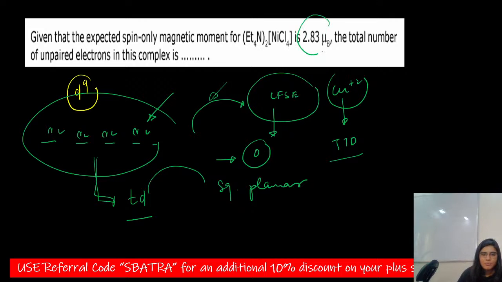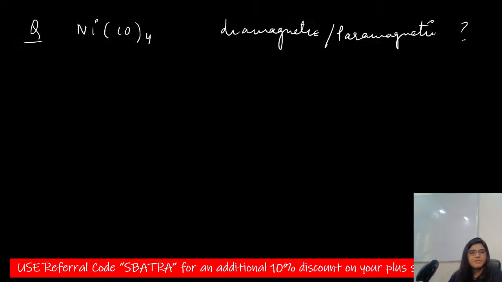Yes, the magnetic moment is 2.83, so you'll be having 2 unpaired electrons in this particular case. I hope this point is clear to all of you. Fine, let's take the next question. This one's very easy, we have already discussed that. So nickel carbonyl 4 complex, is it diamagnetic or paramagnetic?